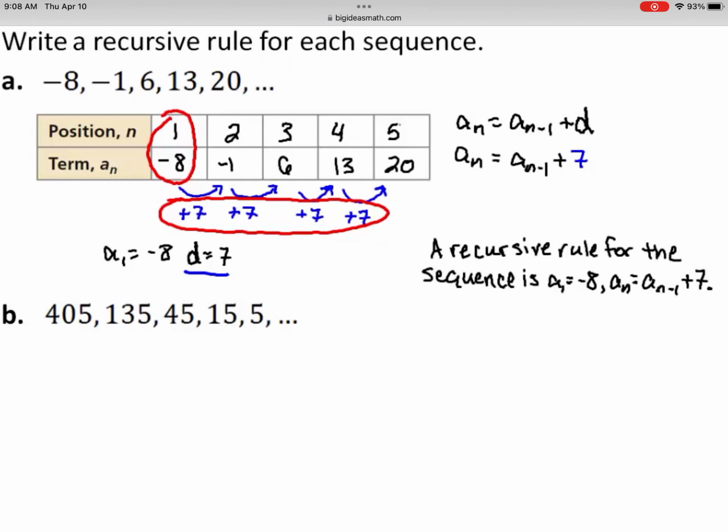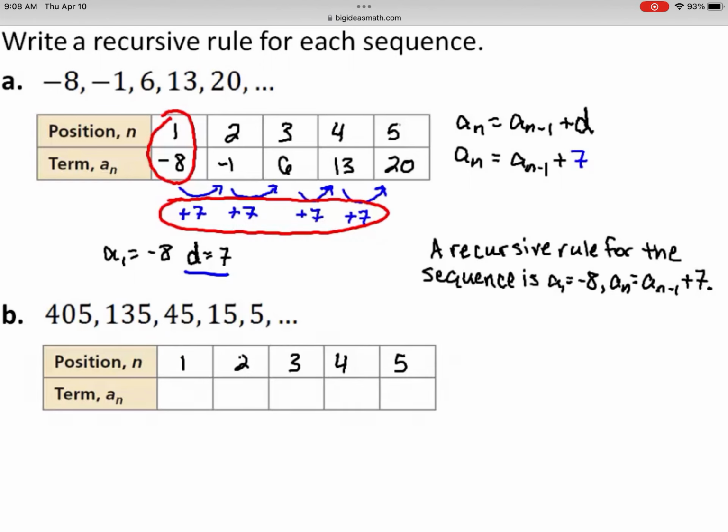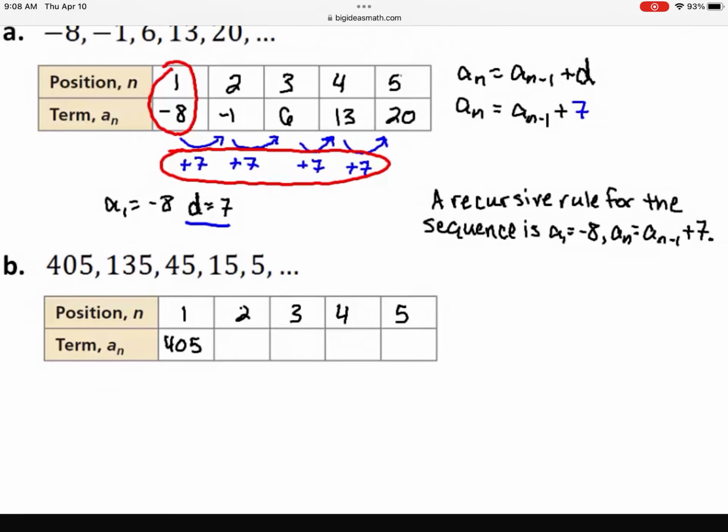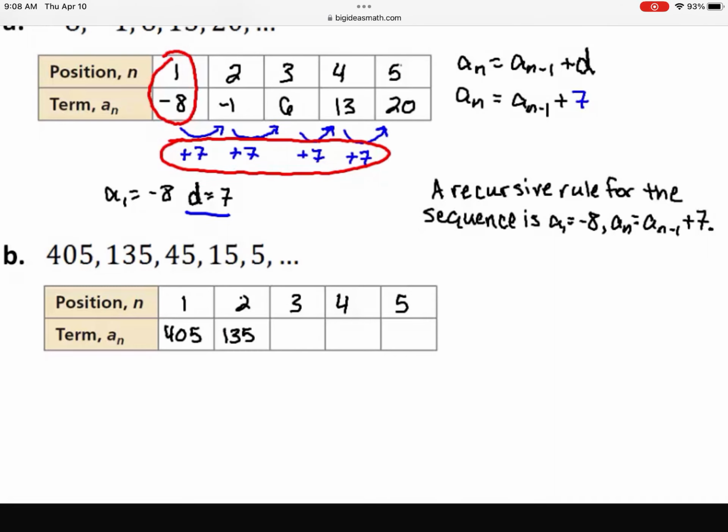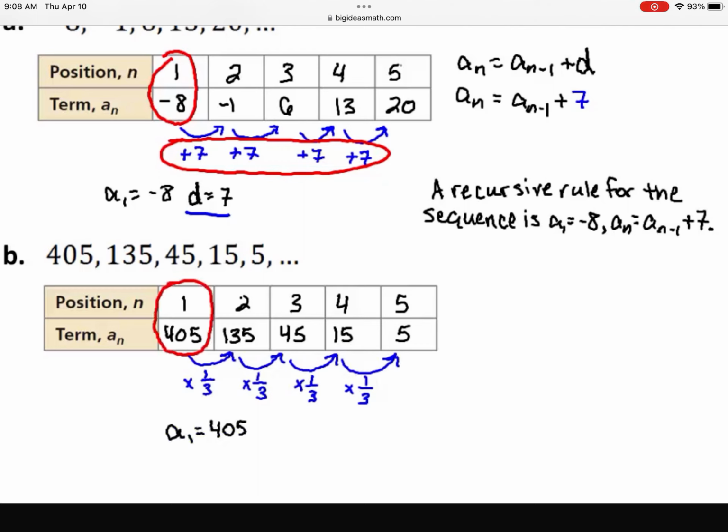Part B. Again use a table to organize the terms and find a pattern. A sub 1 is 405, A sub 2 is 135, A sub 3 is 45, A sub 4 is 15, and A sub 5 is 5. To find each term, you multiply the previous term by 1/3. So the sequence is geometric with first term A sub 1 equals 405 and common ratio R equals 1/3.